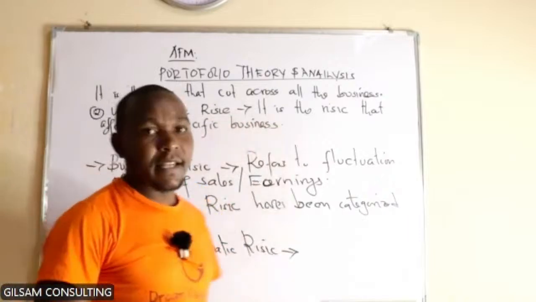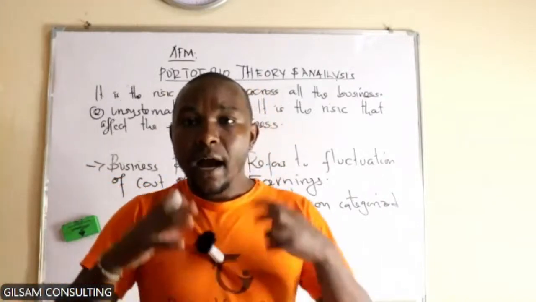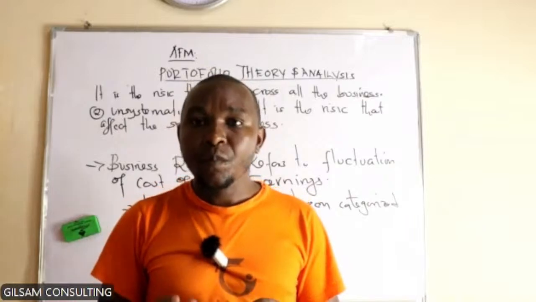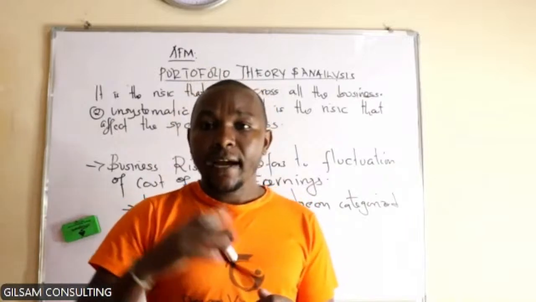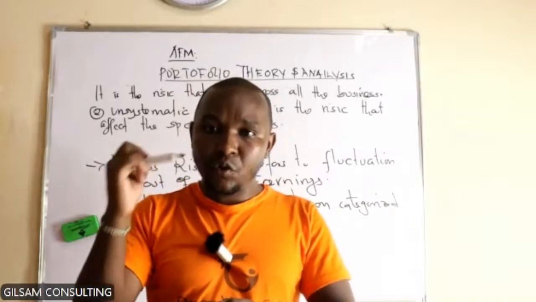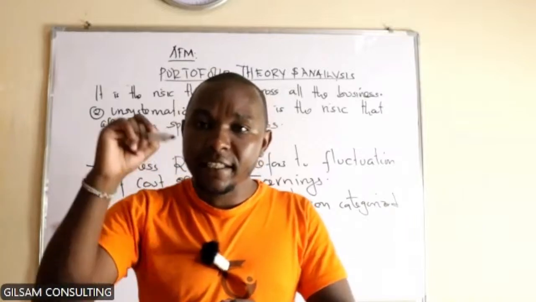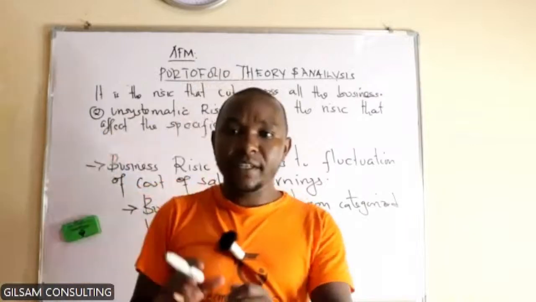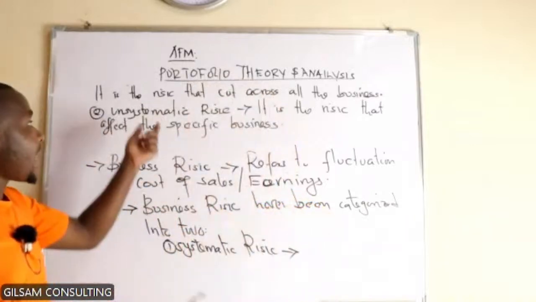It is the risk that affects the specific projected return. A good example is if you have a company and there is high employee turnover, the state of the economy, the risk to the company, and it's only affecting that company, not every business. So that's why we call it unsystematic risk.